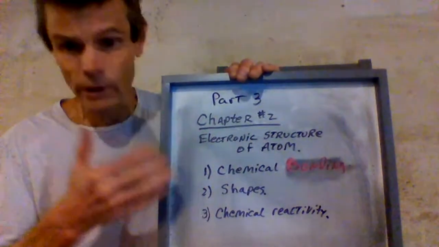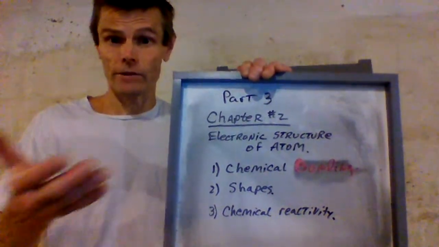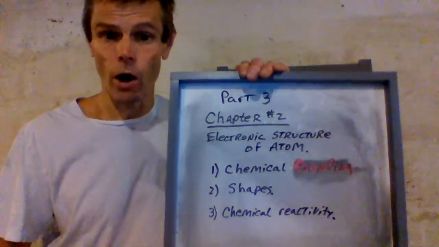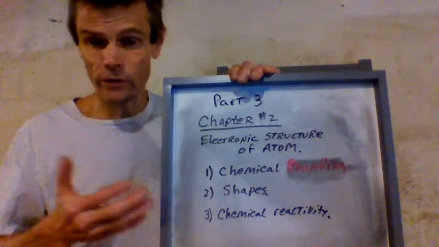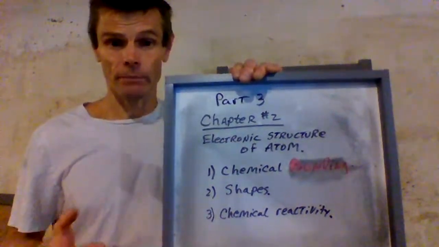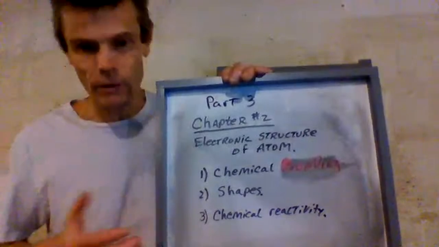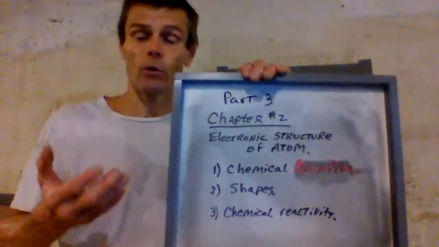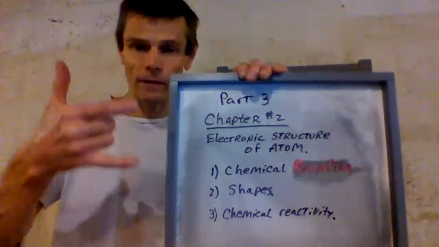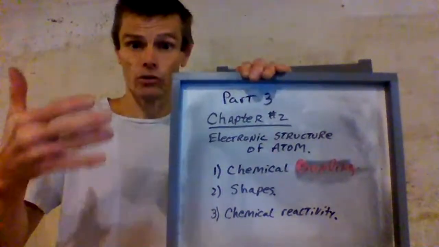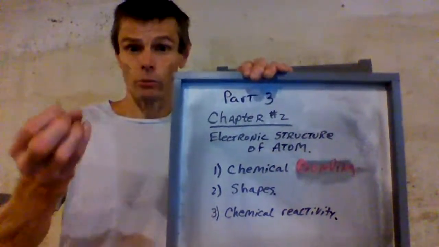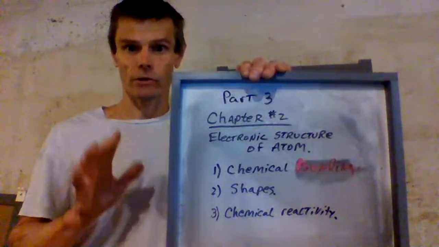One important feature of the electron and how it affects atoms is that it influences chemical bonding. It also influences the shapes of compounds that we're going to be discussing later. And further down the line, we're going to understand chemical reactivity. Each of these 3 features is dictated a lot by the electronic structure of an atom, and more importantly, as we'll learn later, by valence electrons.